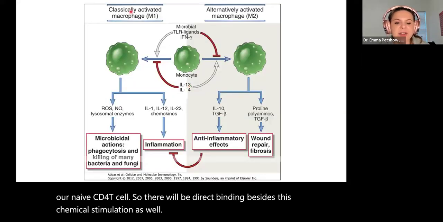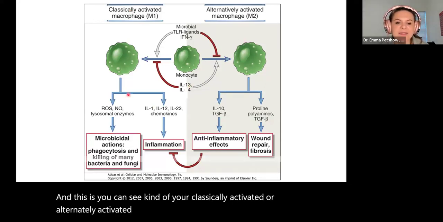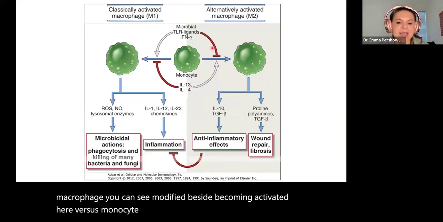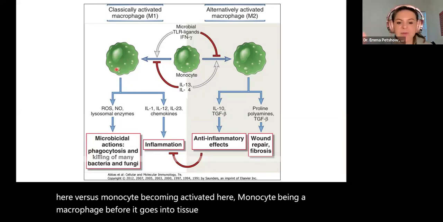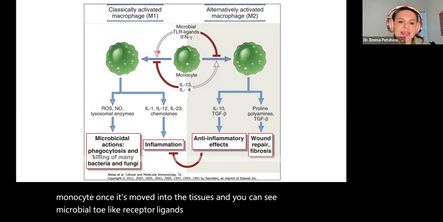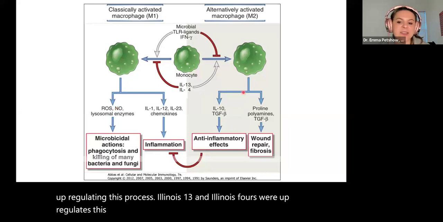And you can see your classically activated or alternatively activated macrophage. For your classically activated macrophage, you can see monocyte becoming activated here versus monocyte becoming activated here. Monocyte being a macrophage before it goes into tissue, macrophage being a monocyte once it's moved into the tissues. And you can see microbial toll-like receptor ligands and interferon gamma are what's upregulating this process. IL-13 and IL-4 is what upregulates this process. And then we can see the different actions based off of what's being asked of the macrophage.